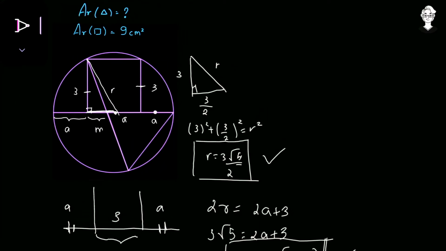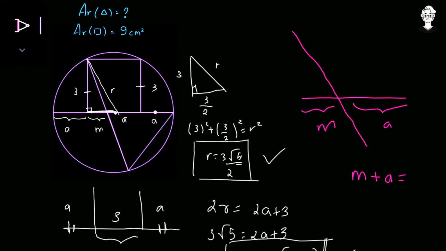Now from this diagram, this is the base. Look at this base of the square. This is the line which is just intersecting as a over there. So from here to here it's a, from here to here it's m. So ultimately we have that m plus a is equal to the side of the square. Side of the square is equal to 3.